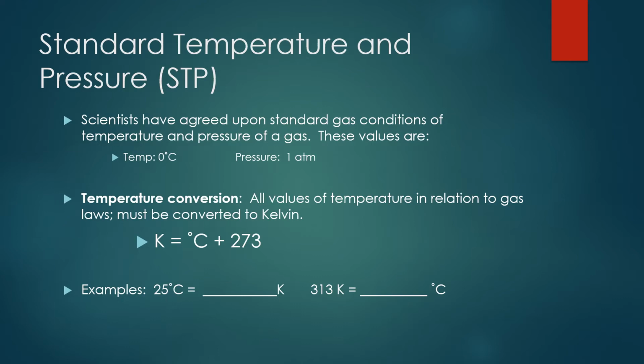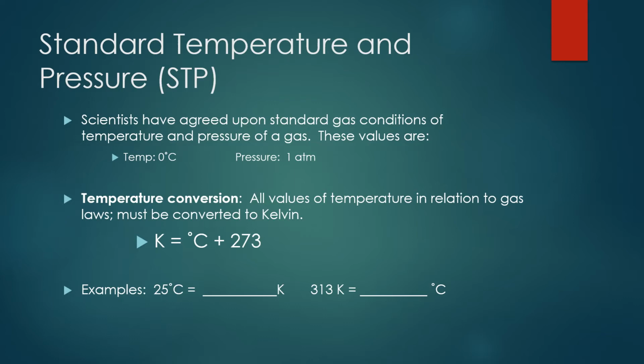So the next thing that we're going to talk about is standard temperature and pressure, or STP. Scientists have agreed upon standard gas conditions of temperature and pressure of a gas. These values are: temperature is 0 degrees Celsius and pressure is 1 ATM.